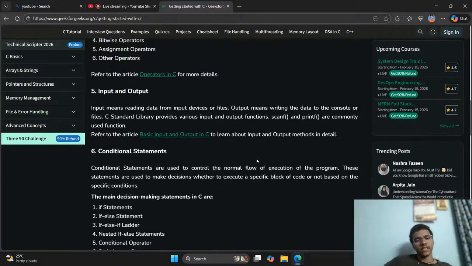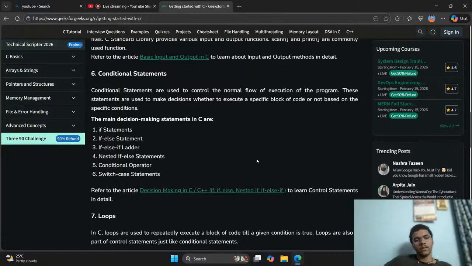Input means reading data from the input devices or files. Output means writing the data to the console or file. The C standard library provides various input and output functions. Scanf and printf are commonly used functions. Conditional statements are used to control the normal flow of execution of the program.